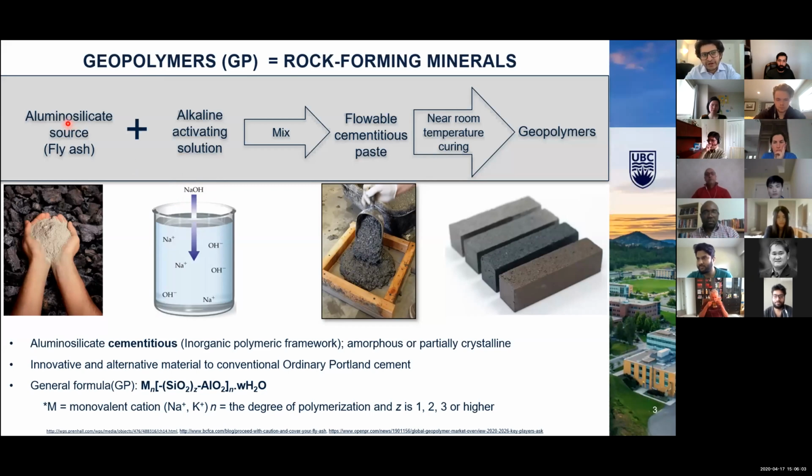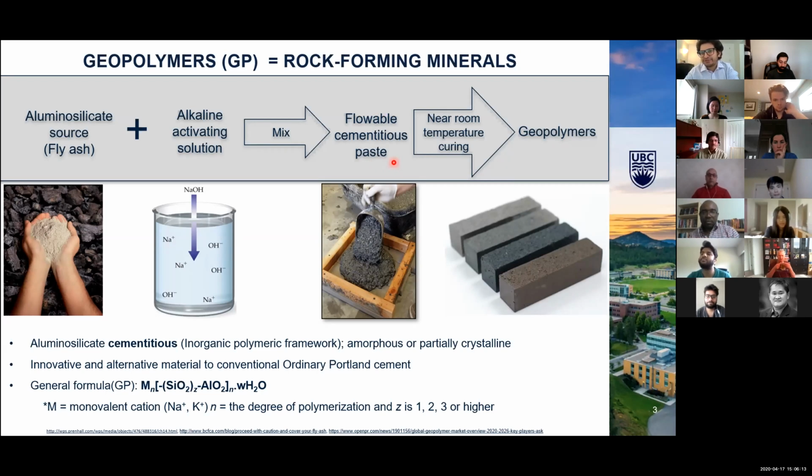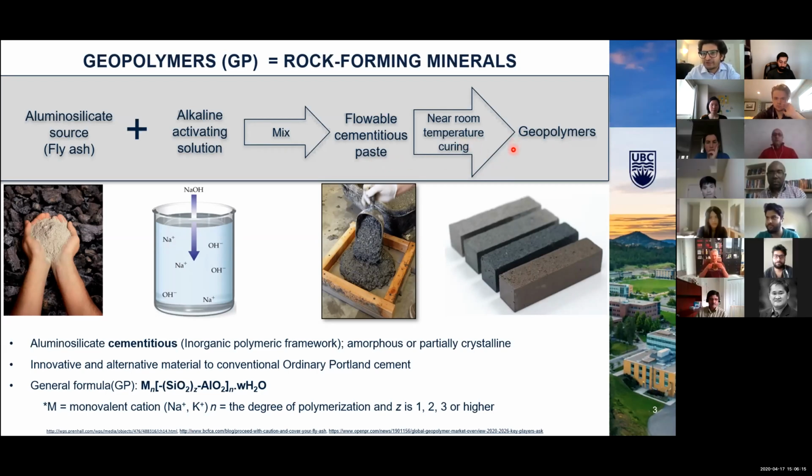So when you mix an aluminosilicate source with an alkaline activating solution, it forms a flowable cementitious paste. And if you leave it at room temperature or near room temperature, it solidifies to give you a solid monolith, which is called a geopolymer. Geopolymers are considered an innovative and alternative material to conventional ordinary Portland cement. They are new in the industry, and the general formula is as shown here.